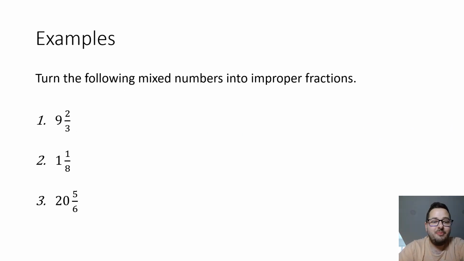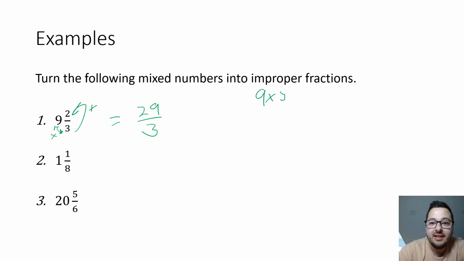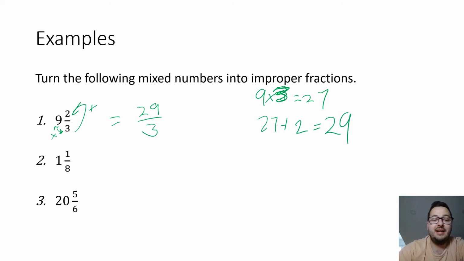Okay, so just a bit more practice with these then. Number one, we want to do 9 and 2/3. Well, we start off by timesing these two together. So 9 times 3 is 27. And then add the 2 is 29. So this is 29 over 3. Okay, so just write that out again. 9 times 3 is 27. And then 27 plus 2 is 29.